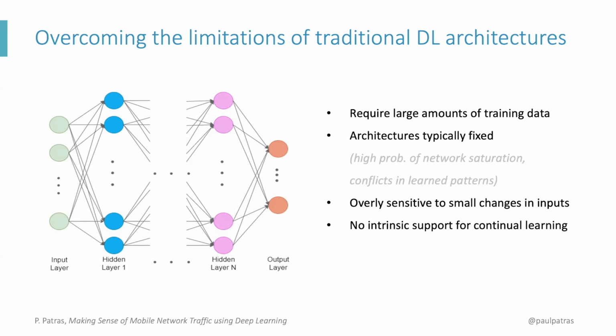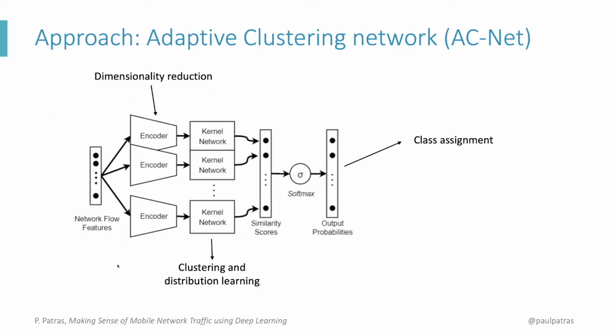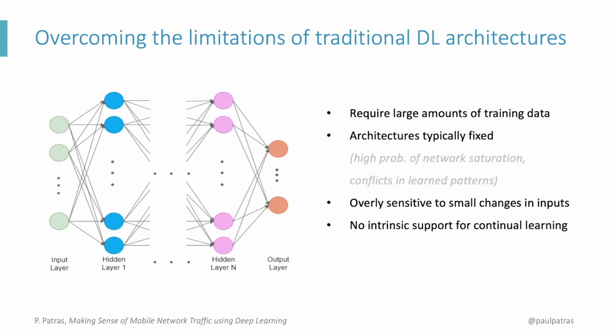This is nice because you don't have to have a lot of data for training. The architecture is rather flexible. So let's say you want to learn a new type of traffic, you just add a new encoder, a new kernel network, and that will learn the new type of traffic. We haven't looked at continual learning just yet, but by design, the architecture is inherently suitable for extension and to support continual learning. There's probably some future role that we will be looking at.